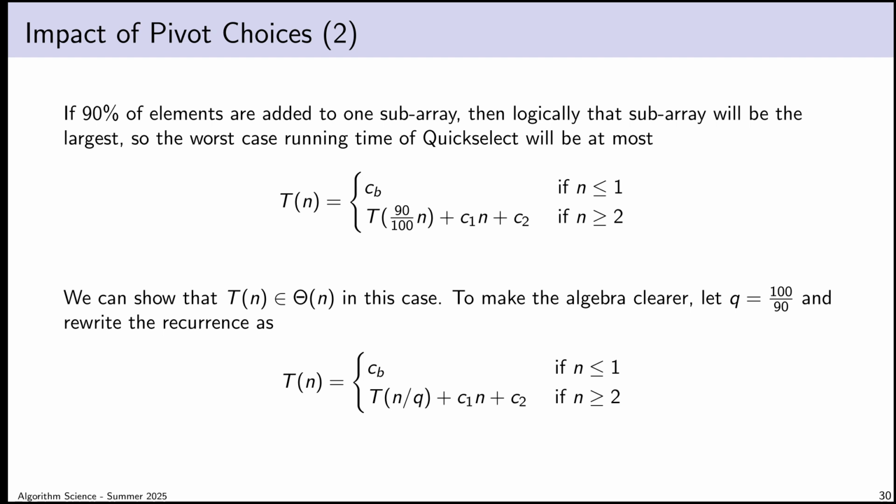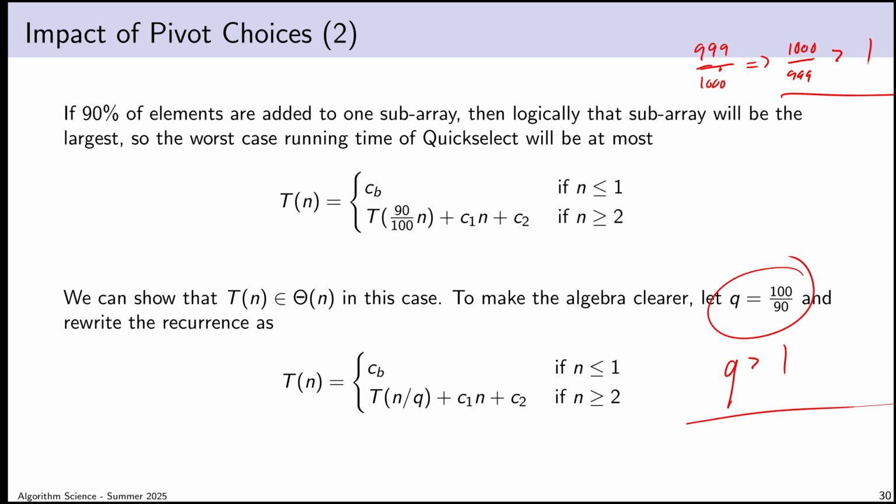One thing I want to remark about q, just before we go any further, is notice how q is greater than 1. That will turn out to be significant. And notice that if I chose some other value, so instead of 90 over 100n as my recursive call, suppose I wanted to do 99 over 100n, or even 999 over 1,000. If I compute q for those cases, that would be 1,000 over 999, which is still greater than 1. So any fraction of n, where the fraction itself is less than 1, will end up with q obviously being greater than 1, because q is just 1 over the fraction.